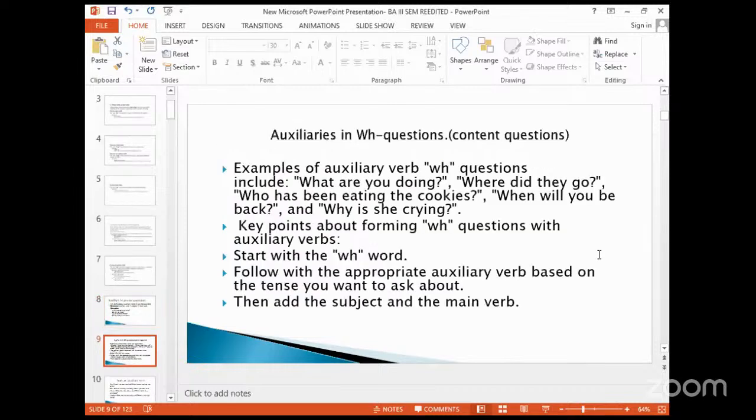Right. Now, the auxiliary in WH questions, that is content questions. What are you doing? Where did they go? Who has been eating the cookies? When will you be back? And why is she crying? So you can see what, where, when, who, why followed by the auxiliary verbs. Right? There are did, will, has, is, and so on.